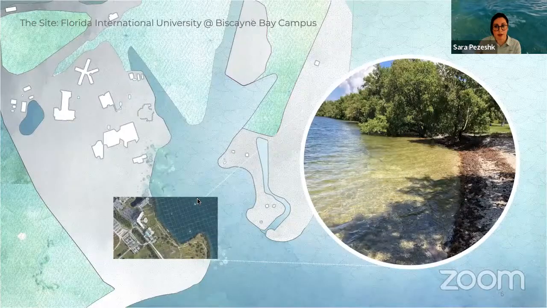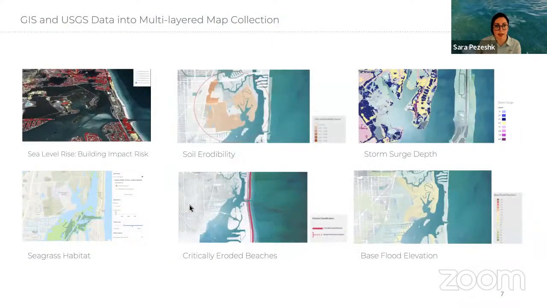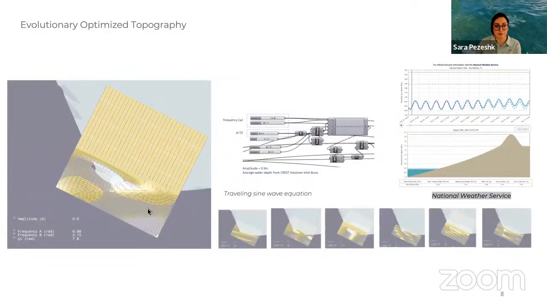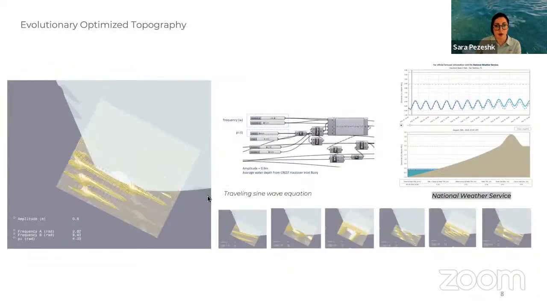To put this concept and design framework to the test, I have selected the FIU BBC campus as a project site. The project began with site analysis, and the data that was needed was provided through USGS and ArcGIS to incorporate into a multi-layer map. To create this overall topography, I have used a sine wave equation, for which the data was gathered from the National Weather Service.